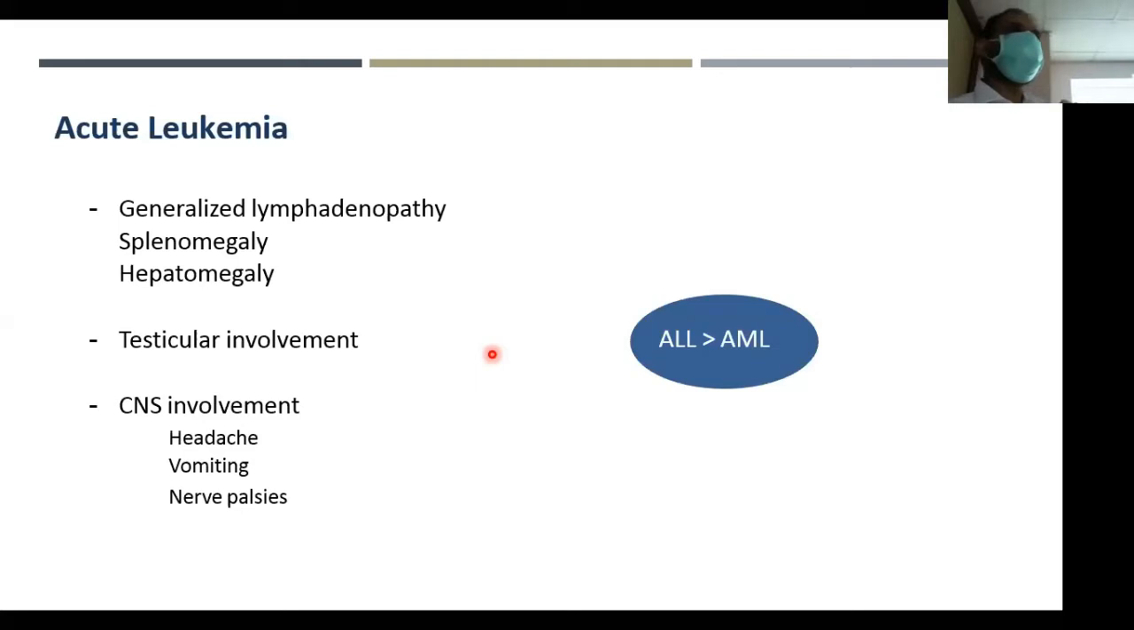But at the same time, bleeding manifestation. If I'm getting bleeding profusely, out of proportion, I would think more of APML, acute promyelocytic leukemia. Sarcomas, extramedullary masses, tumors, I will probably think of a myeloid sarcoma, not a lymphoid.